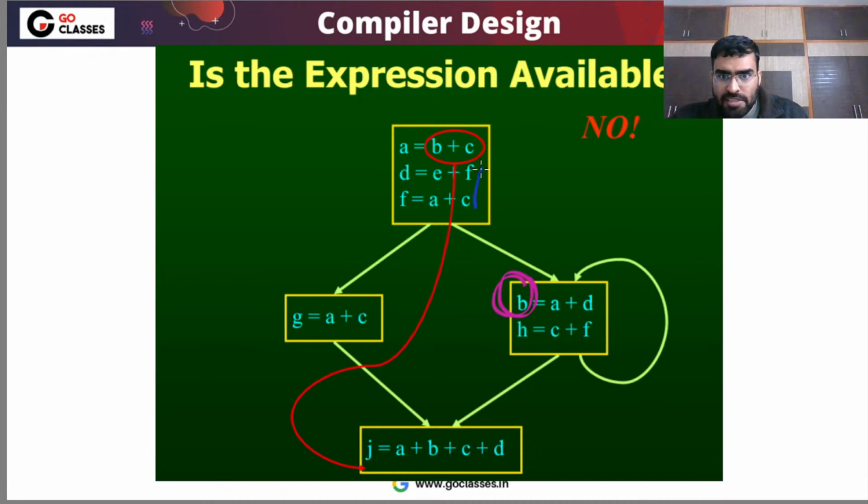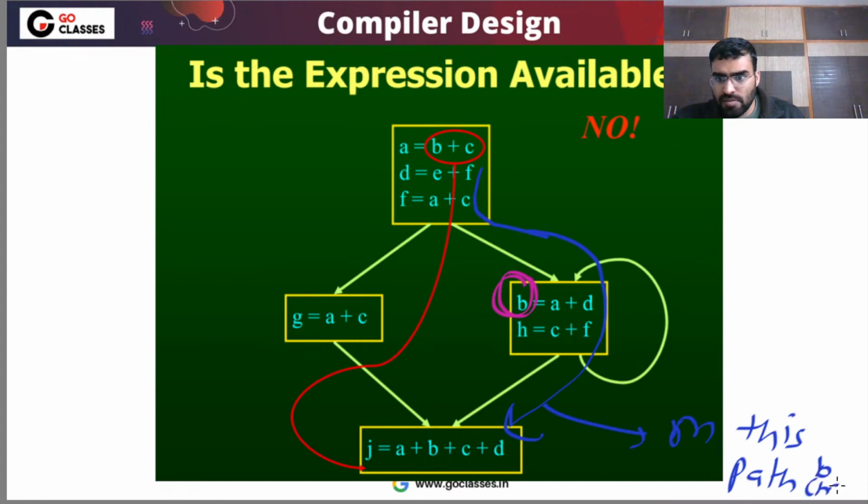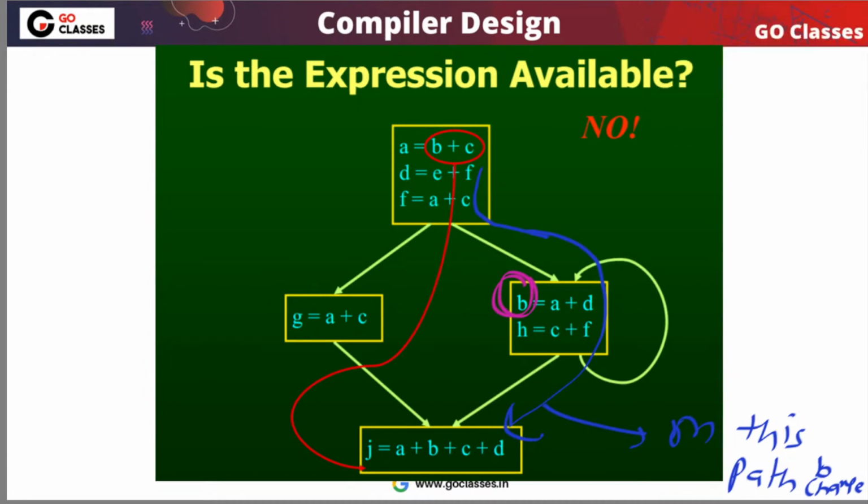If your program has this execution flow, focus on this path. On this path, p changes, b changes. Correct? Is this clear to everyone? Tell me. On this path, b changes, so I can say that the expression is not available. Is this clear? Because b is changing, right?